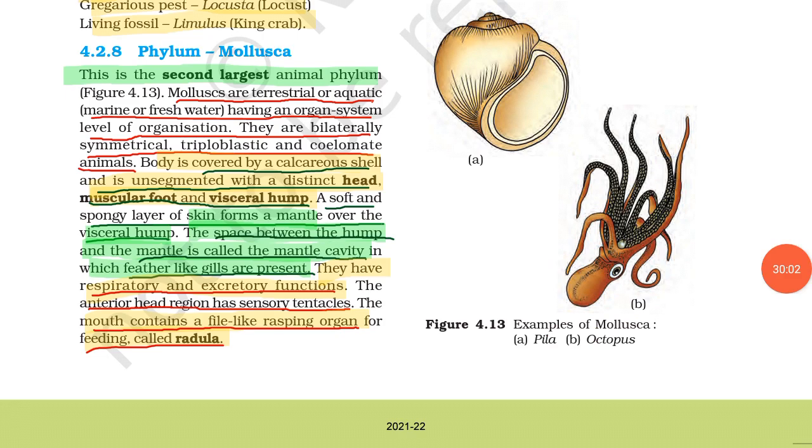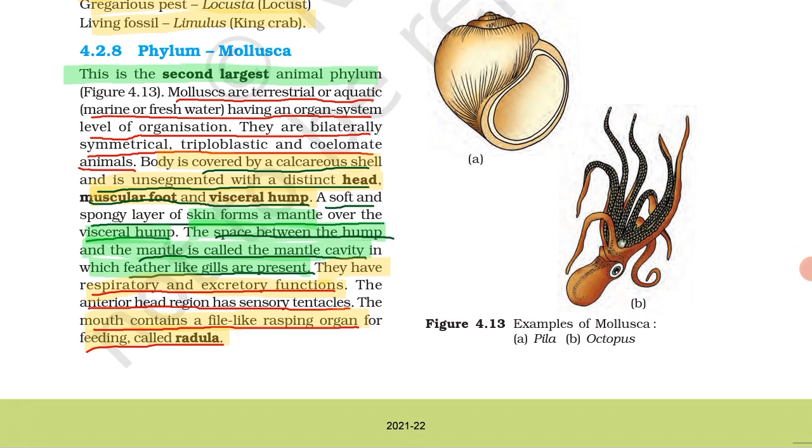They have respiratory and excretory functions. The anterior head region has sensory tentacles. The mouth contains file-like rasping organs for feeding, called radula. Radula is a rasping organ for feeding.